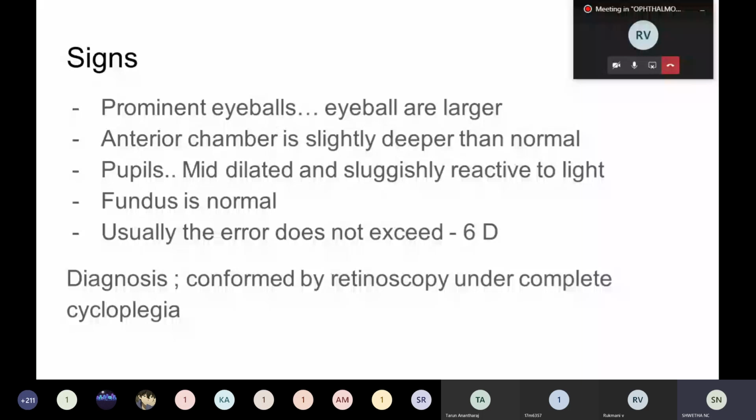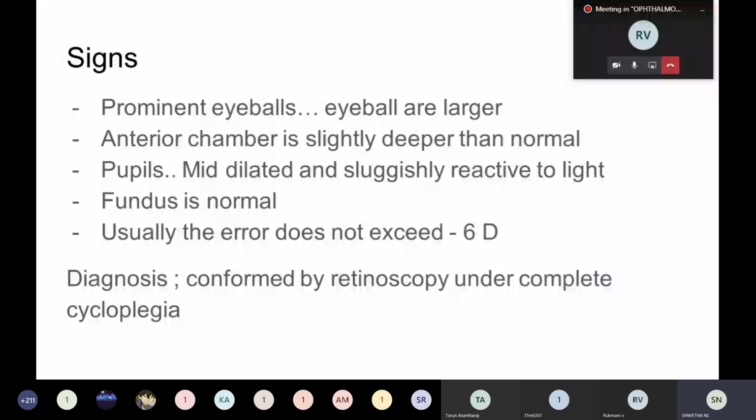Whenever you examine, the anterior chamber appears slightly deeper, and the pupils will be mid-dilated and sluggishly reactive to light. Some of the myopics will have all these clinical signs. The eyeball size will be bigger, what we call prominent eyeballs, the anterior chamber may be slightly deeper, and the pupil slightly mid-dilated. Normally we have a certain pupil size, but here you can see sometimes 5 or 6 mm, which is not abnormal. Whenever you see that type of pupil with prominent eyeballs, we say it is a myopic state, and it is not any abnormal thing.